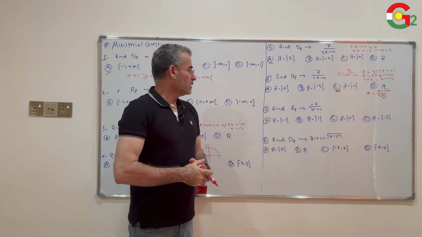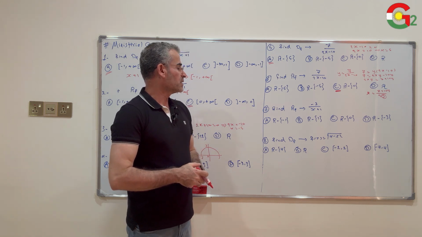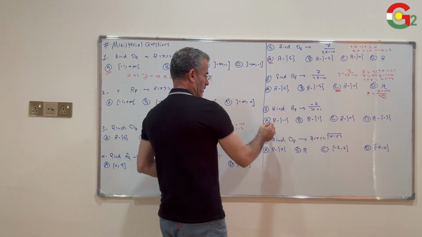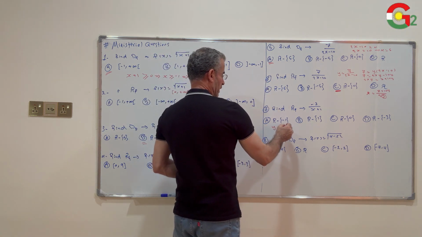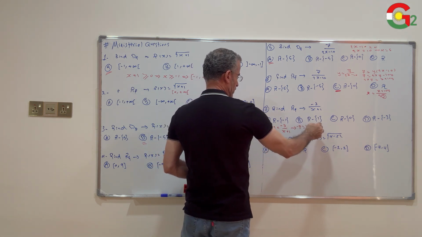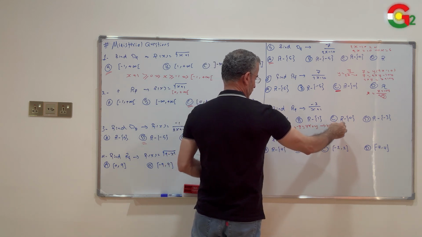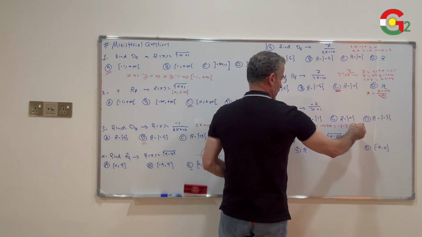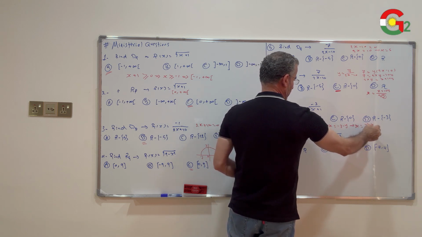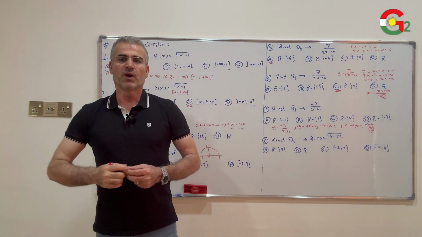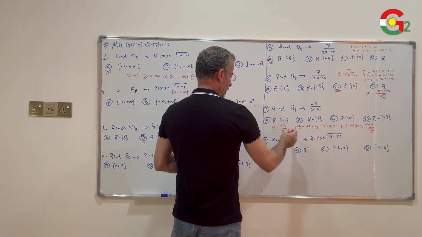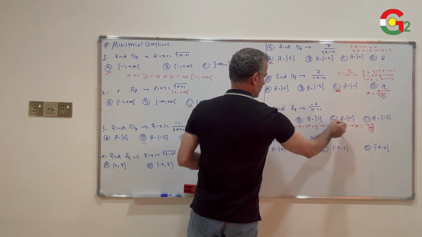Find the range of the function -3 over x plus 1. It is the same as the previous question. Set y equal to -3 over x plus 1, then -3 equals yx plus y, then yx equals -3 minus y, then x equals -3 minus y over y. And the value when y equals 0 makes x undefined, so I remove it from the range. Then R except 0 is the right choice.